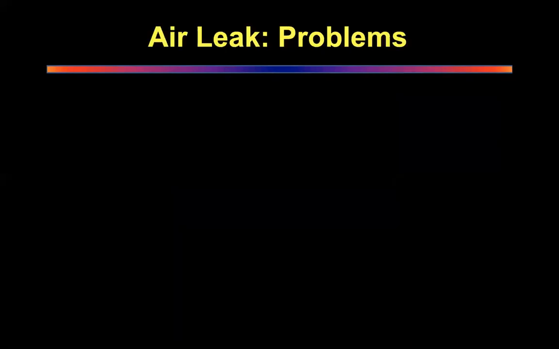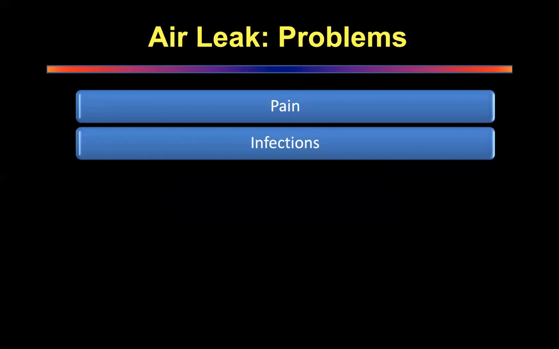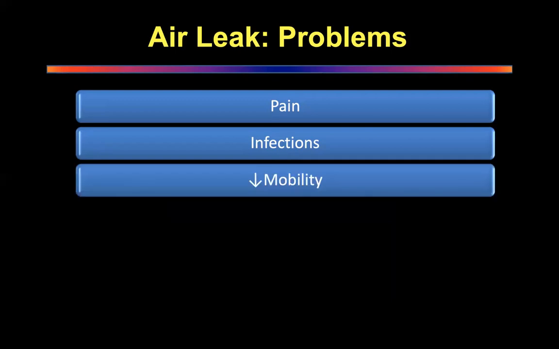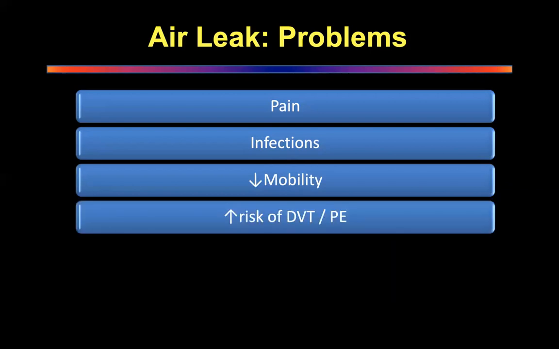Air leaks are a big problem. I promise you, they are a big problem. They give rise to pain because of prolonged chest drain being inside. They are a source of infection because you cannot pull the chest drain out. Foreign body in the chest is equal to pneumonia, is equal to empyema. So bad news. Decreased mobility. Obviously, the patient with the chest drain hanging from his side cannot move very well. So they are at higher risk of DVT and PE. So it is not a good idea.